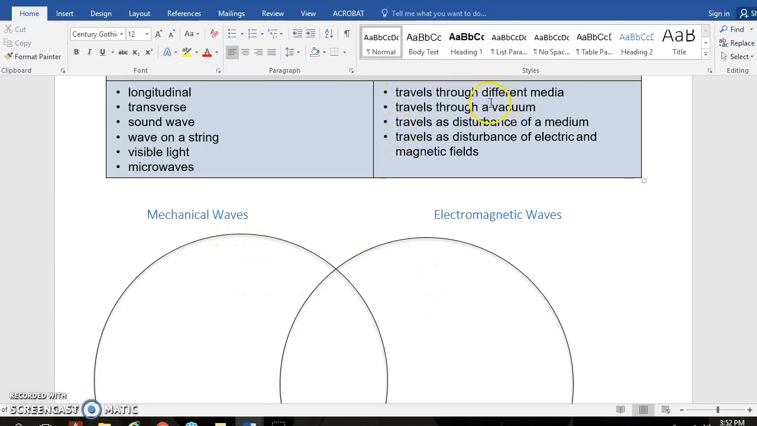Travels through a vacuum, EM. Travels as a disturbance of a medium. Technically could be both, but as a disturbance of a medium, we're going to go mechanical. Because then we see travels as a disturbance of electric and magnetic fields. That's only electromagnetic.